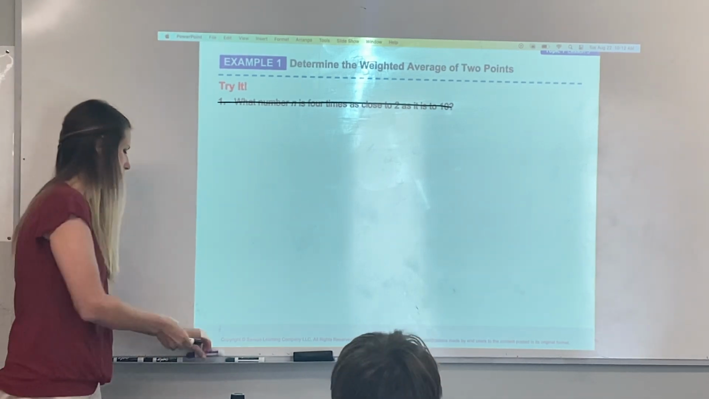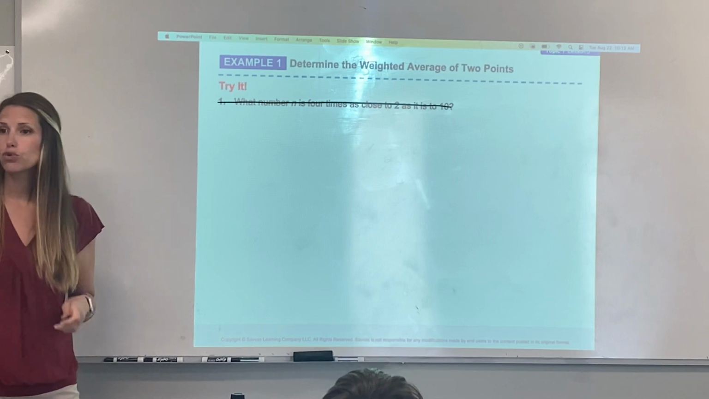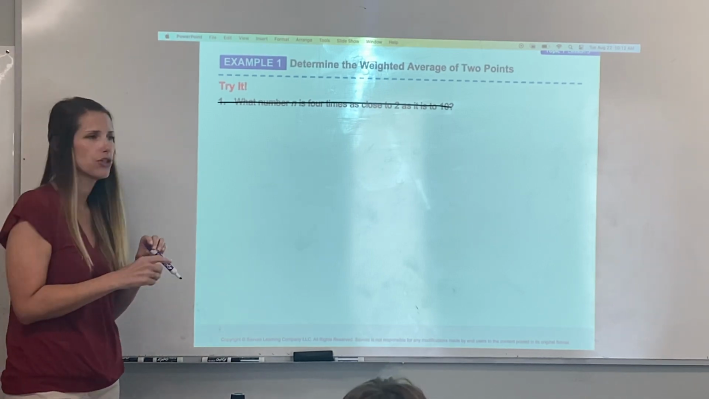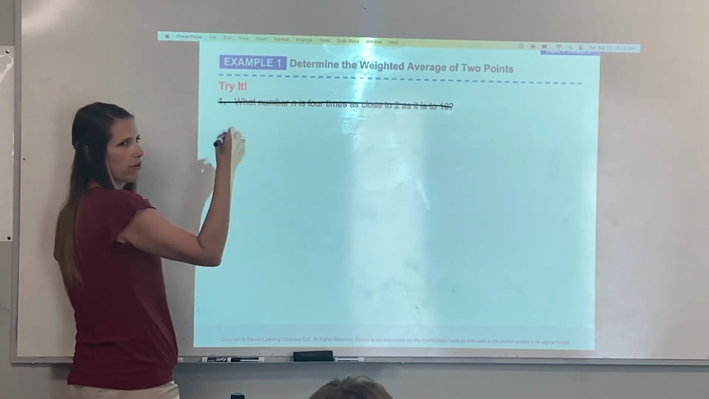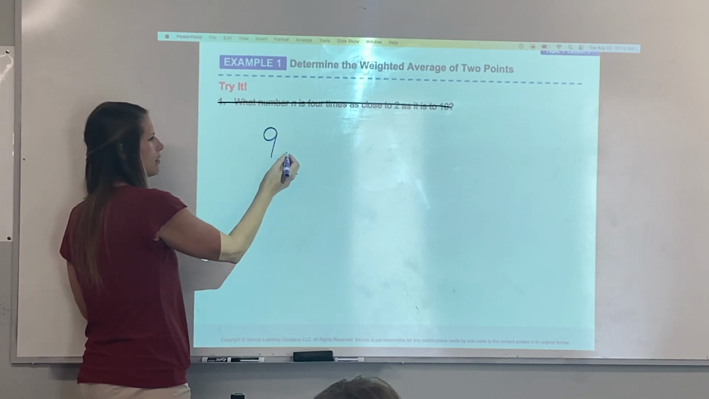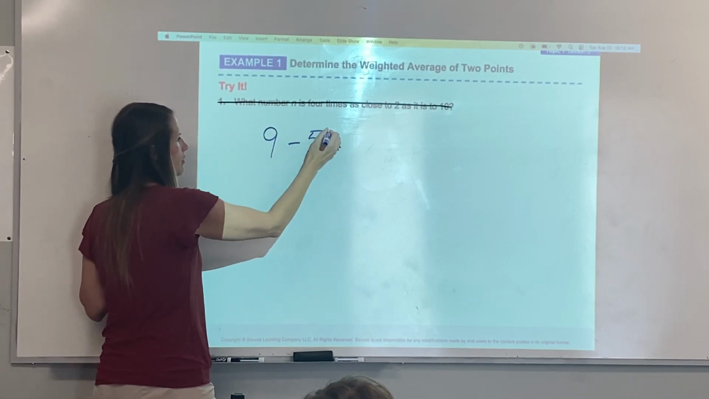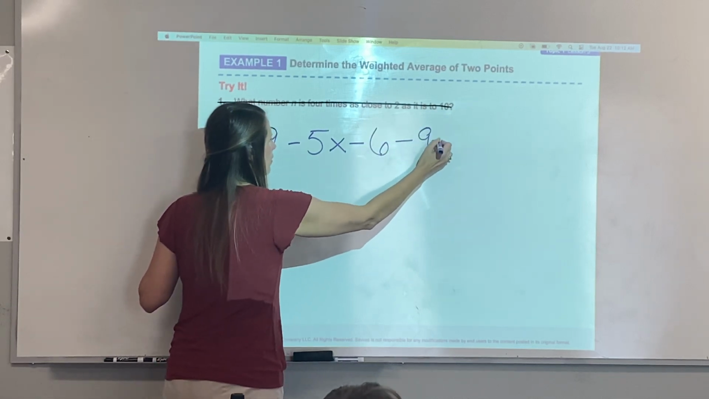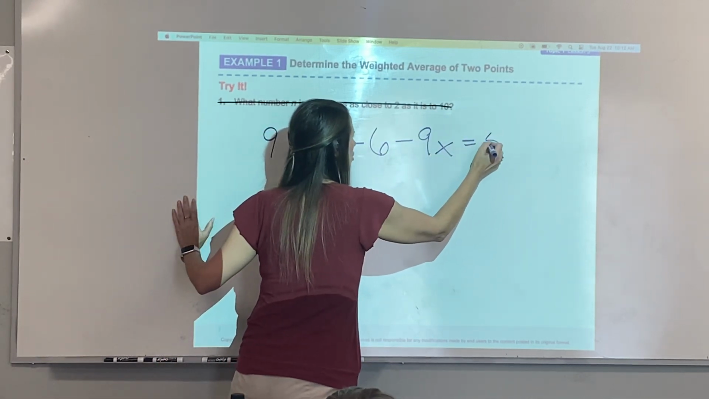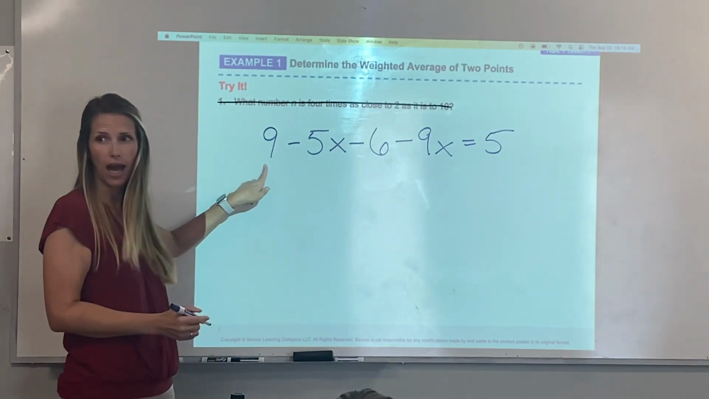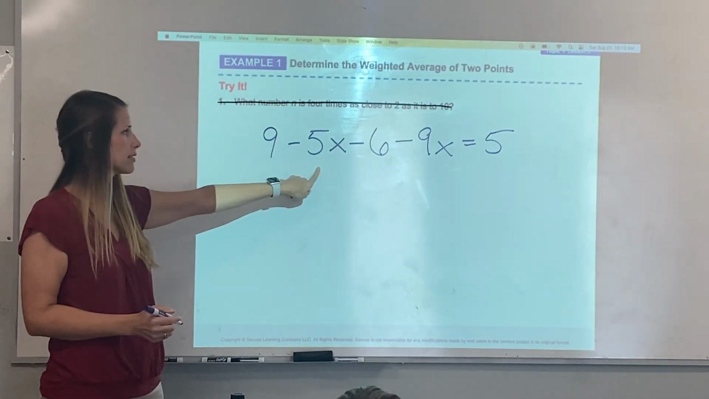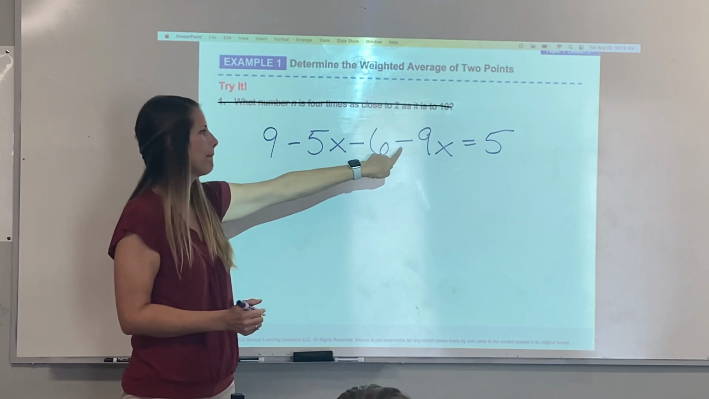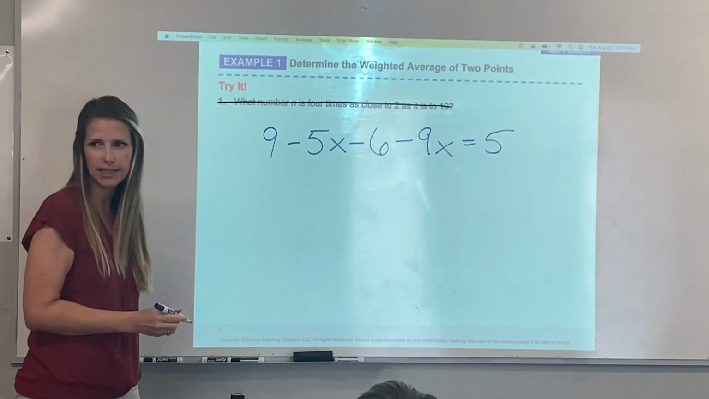Okay. So, Callie, just read that problem to me from left to right. Yeah, the whole thing. Go ahead. 9 subtract 5x. Subtract 6. Subtract 9x equals 5. Double check that I wrote that correctly. 9 minus 5x minus 6 minus 9x equals 5. Is that what it says?